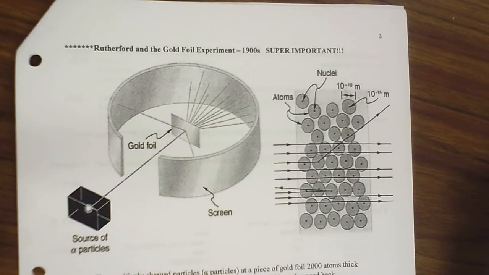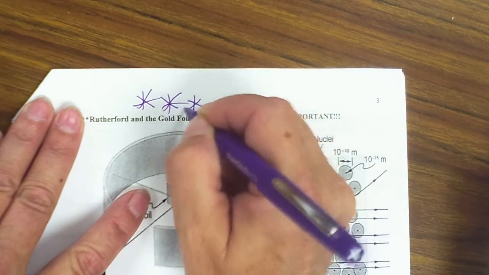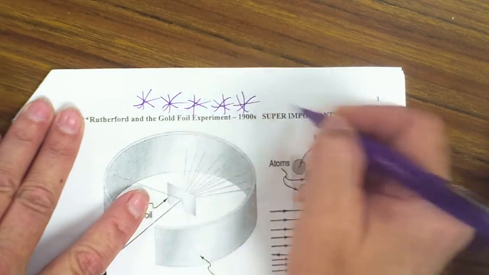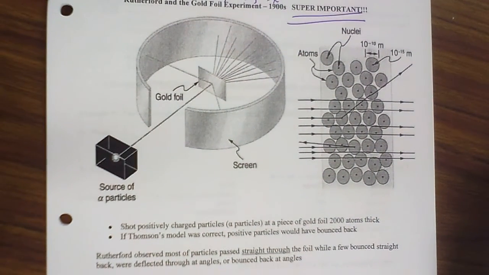Then a scientist named Rutherford, star, star, star, very important, super important. Okay. A scientist named Rutherford, who actually was Thomson's student, decided to do an experiment to test Thomson's model.